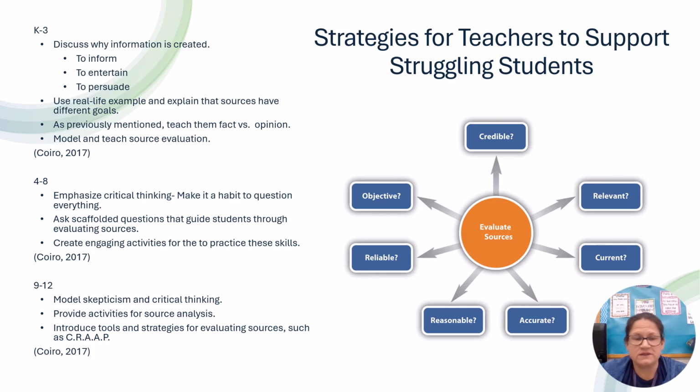If you have 4th through 8th grade students, emphasize critical thinking. Ask them to question everything. Scaffold questions and guide students through evaluating resources, so sort of similar to the modeling that we would be doing in K3, and create engaging activities that allow students to practice those skills. For high school, 9th through 12th graders, model skepticism and critical thinking. Again, question what they're reading. Provide activities that allow them to do source analysis and introduce tools and strategies such as the CRAAP method, as I mentioned before.